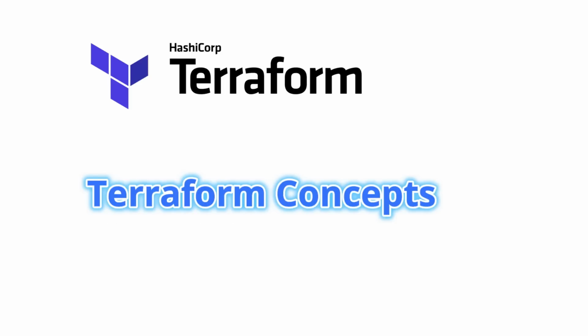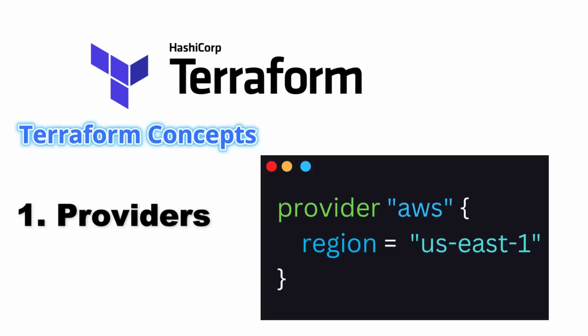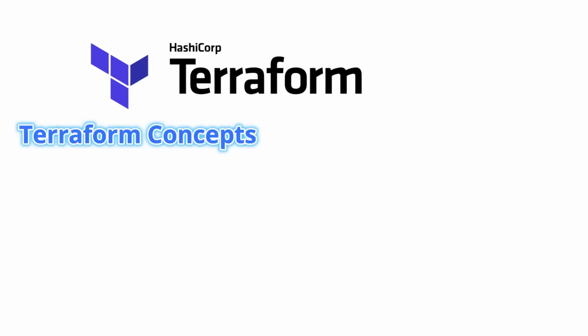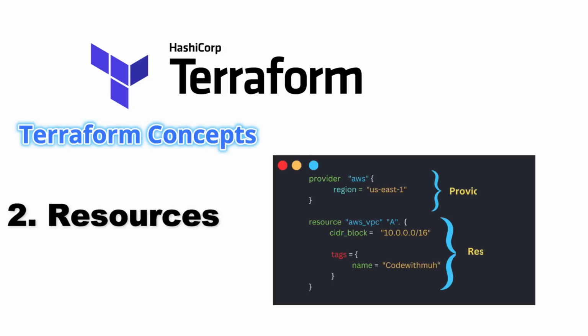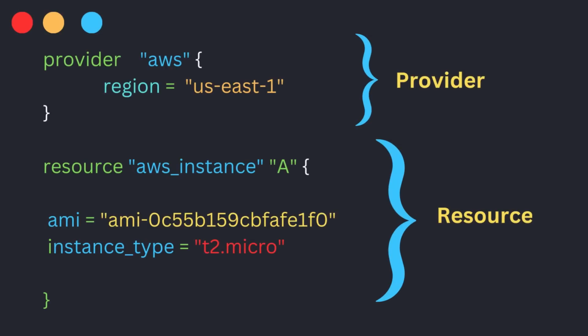Terraform has several key concepts that are important to understand before using it. Providers are the cloud service providers that Terraform supports. Terraform provides a plug-in architecture to support multiple providers. Resources are the individual components of your infrastructure that you define in Terraform. For example, an EC2 instance in AWS or a virtual machine in Azure.